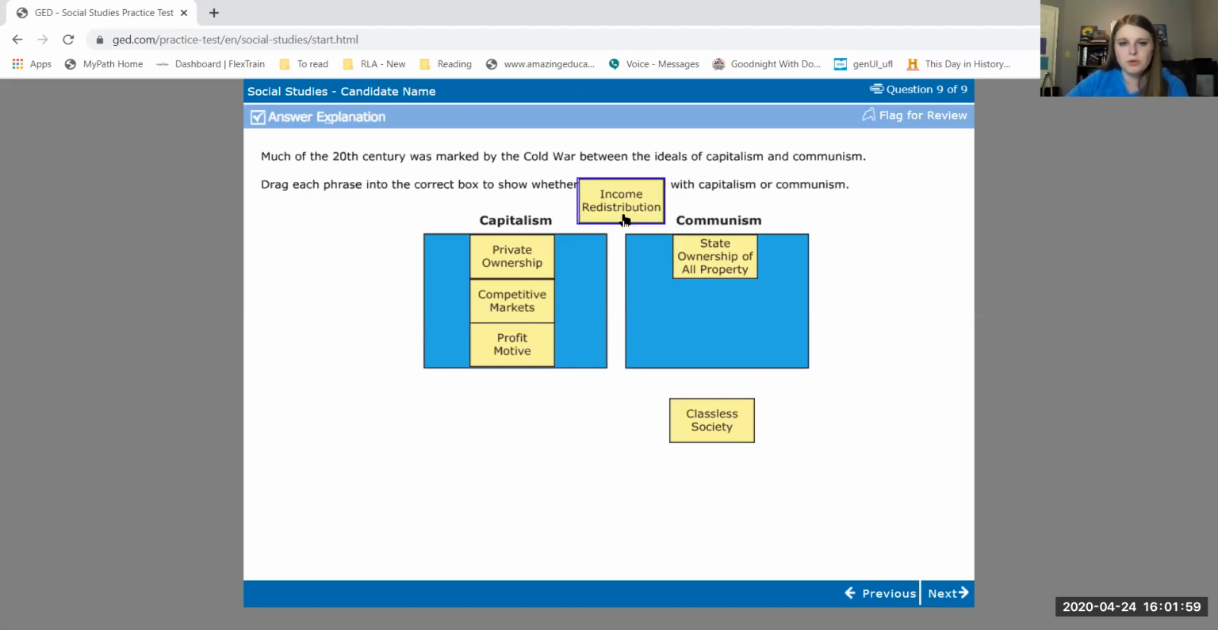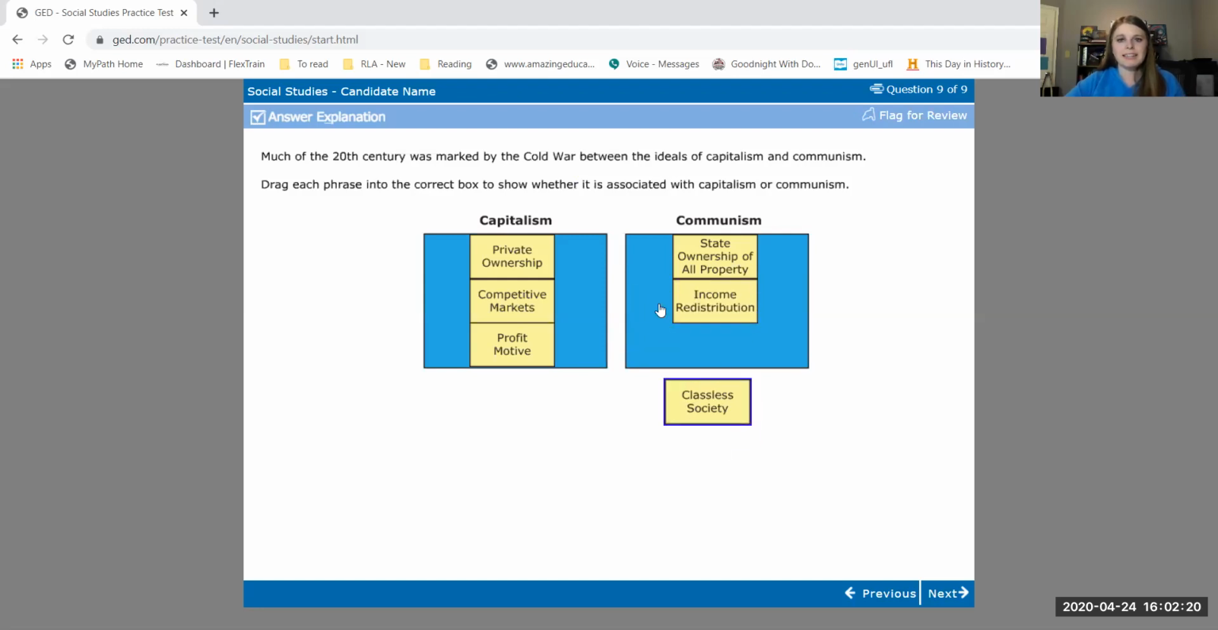Income redistribution. Income is money. Redistribute means to take it from one place and put it in another. Our government doesn't really do that very much, but a country like Russia or China, which are communist, they do that. The government controls the money. So I'm going to put that in communism.